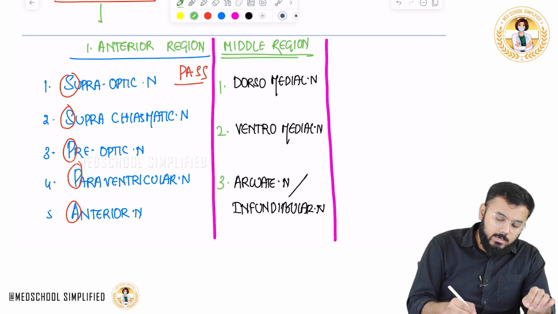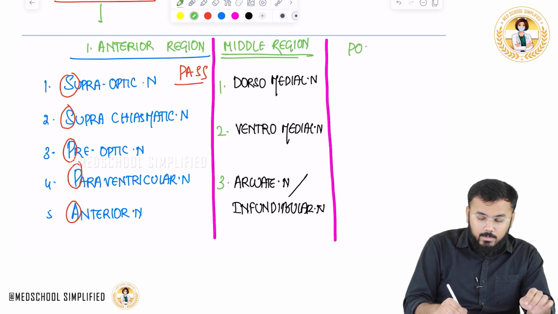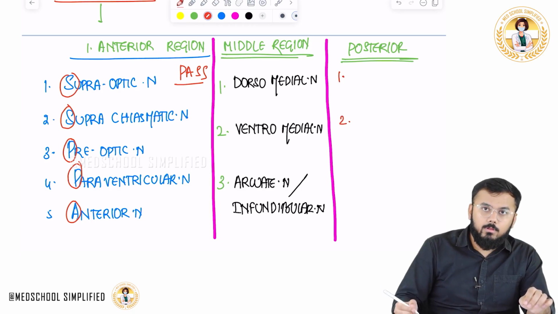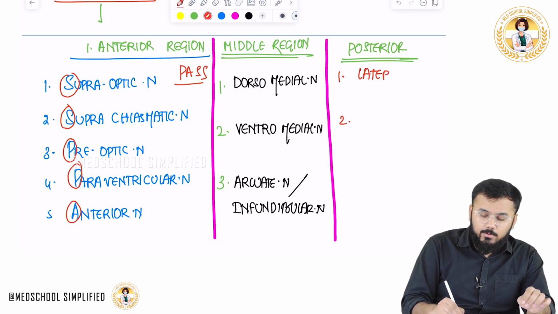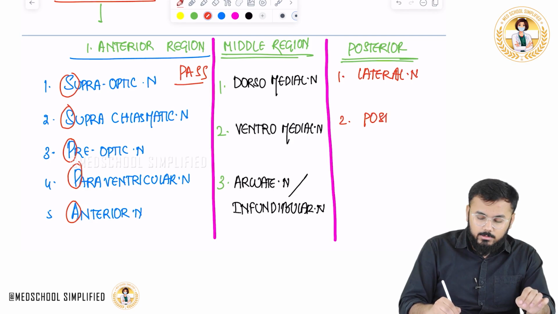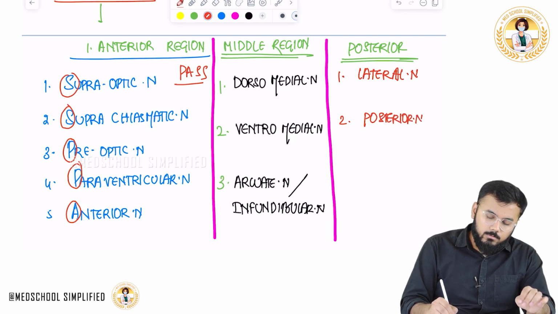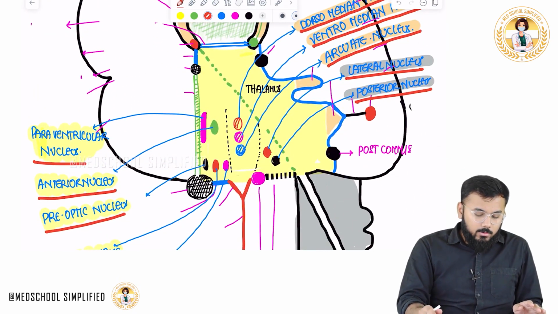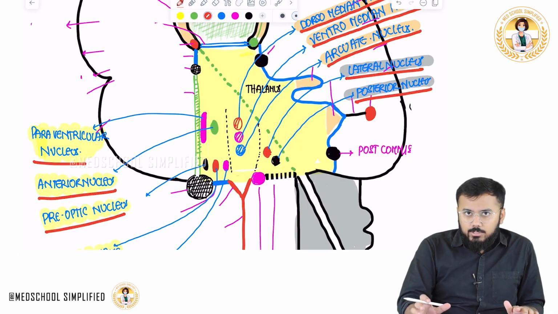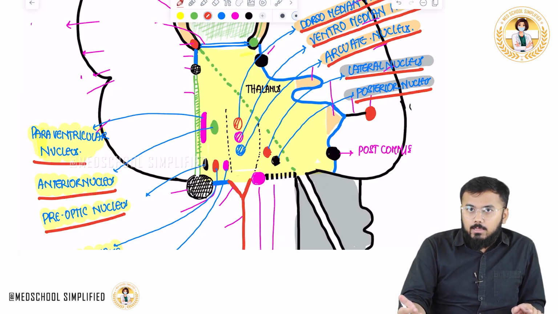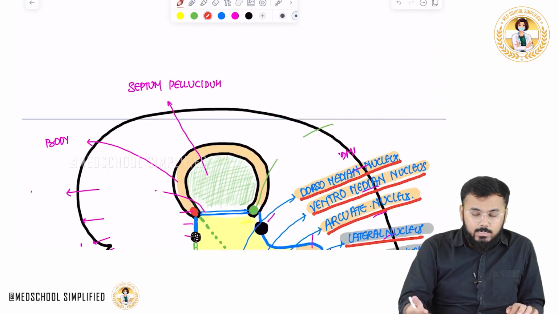Next, what are the nuclei that are located in the posterior region? Anterior, middle as well as the posterior region. So the nuclei that are located in the posterior region are two, right? One is called as a lateral nucleus, another one is called as a posterior nucleus. So all these are the nuclei which are the hypothalamic nuclei. Okay, so this is one method of classification, and there is also another method of classification of both medial and lateral nuclei, right? So that classification we shall discuss in the next lecture.